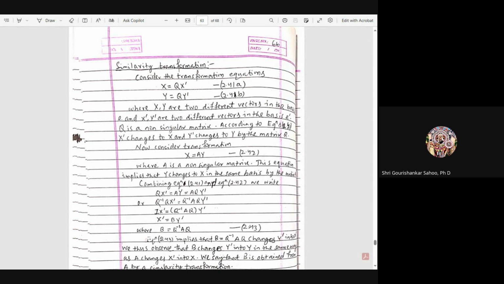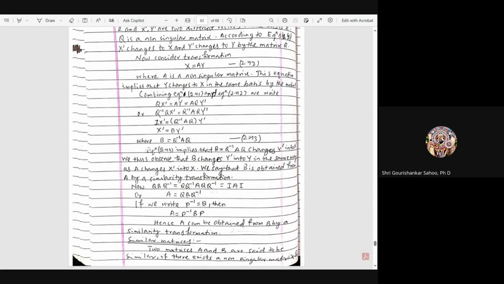Combining these two equations, we can write Qx dash is equal to AY is equal to AQy dash, and your Q inverse Qx dash is equal to Q inverse AQy dash. So your Ix dash is equal to Q inverse AQy dash, and your x dash is equal to By dash, and your B is equal to Q inverse AQ. So this implies that B is equal to Q inverse AQ changes the y dash into x dash. We thus observe that B changes y dash into x dash in the same way as A changes Y into X. We say that B is obtained from A by a similarity transformation.